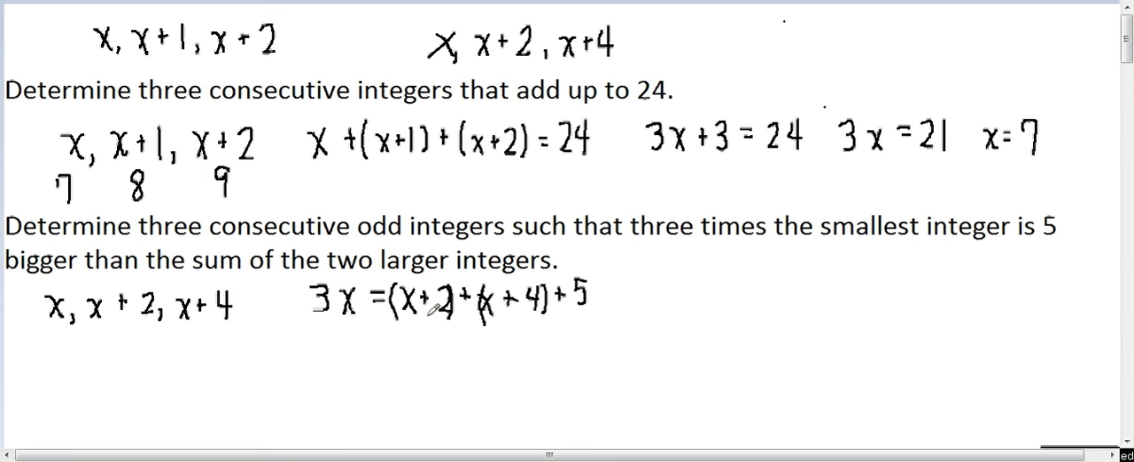Once again, since we're adding these two expressions together and we don't have any numbers in front of either parenthesis, we can go ahead and remove the parenthesis and combine the like terms on the right hand side. When we do, we get x plus x is equal to 2x, and then we add the numbers together. 2 plus 4 plus 5. 2 plus 4 is 6, and 6 plus 5 is 11.